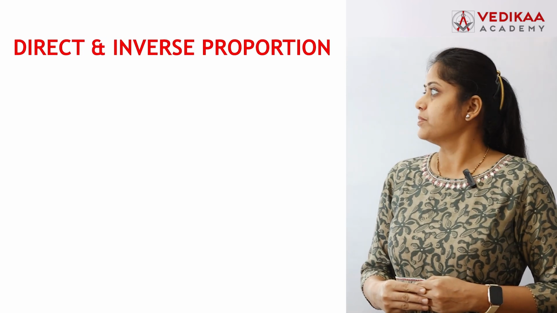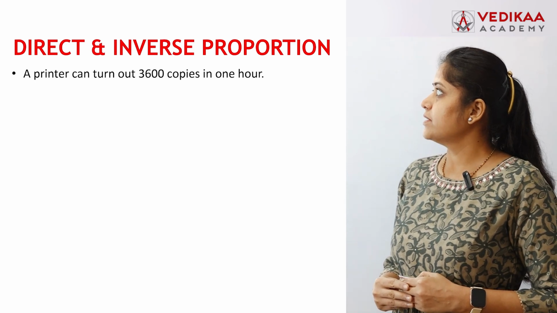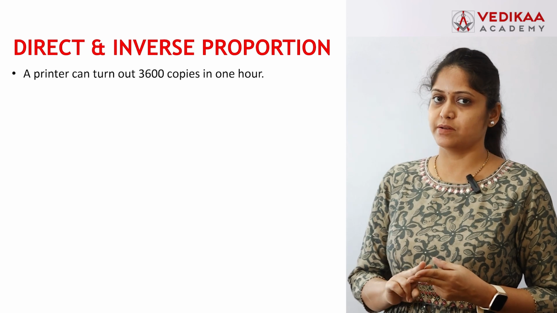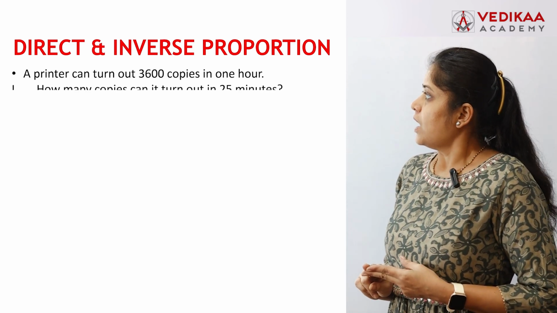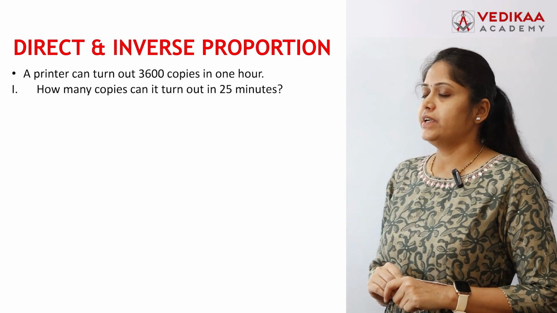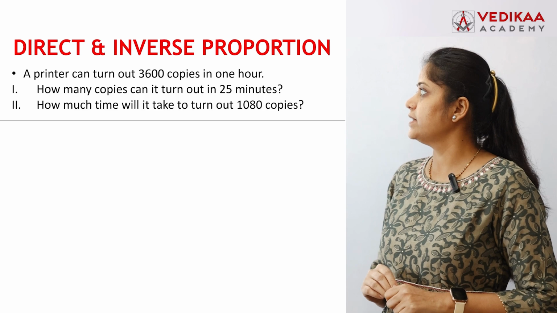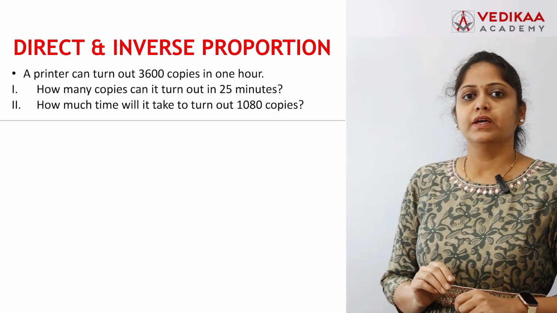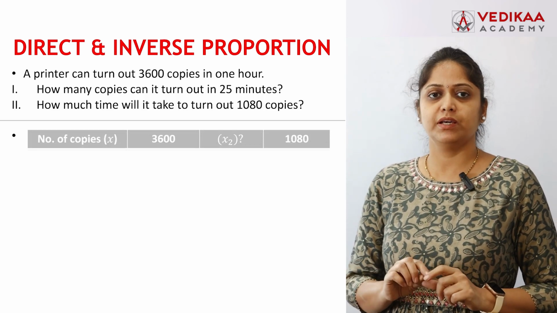Take down the first example. A printer can turn out 3600 copies in 1 hour. So here two quantities are there. One is the number of copies and the second one is the time. How many copies can it turn out in 25 minutes? And the second question is, how much time will it take to turn out 1080 copies? Now, the first thing is, firstly you have to make one table.